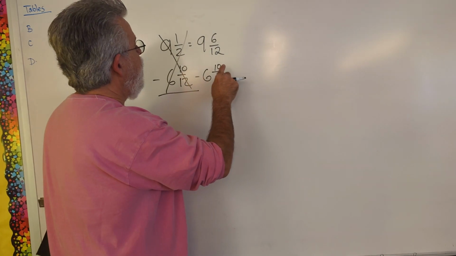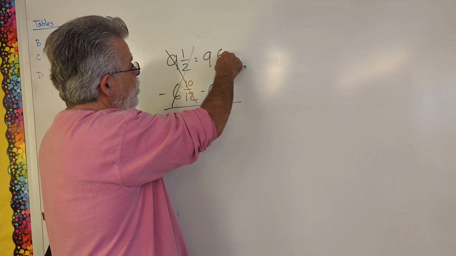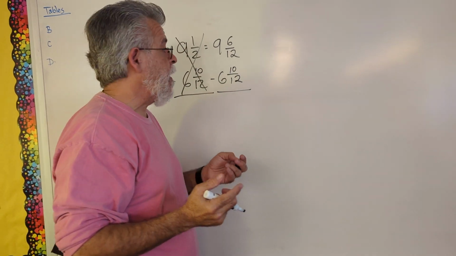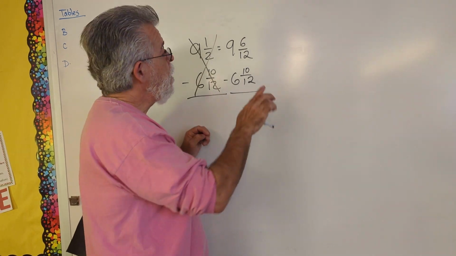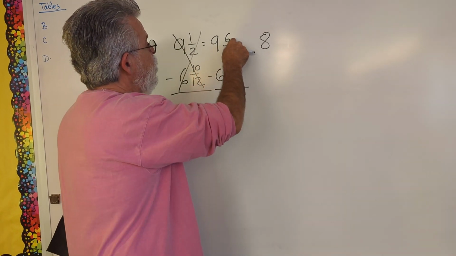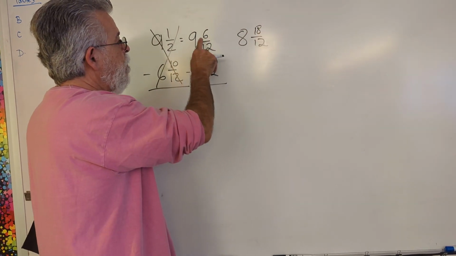Now, I have to fix that number. This number needs to be bigger than that number for me to be able to subtract. So this is where I have to borrow. I'm going to borrow 1 from the 9, which makes it an 8, and add those two numbers together, which makes it 18 twelfths. That is the same amount.